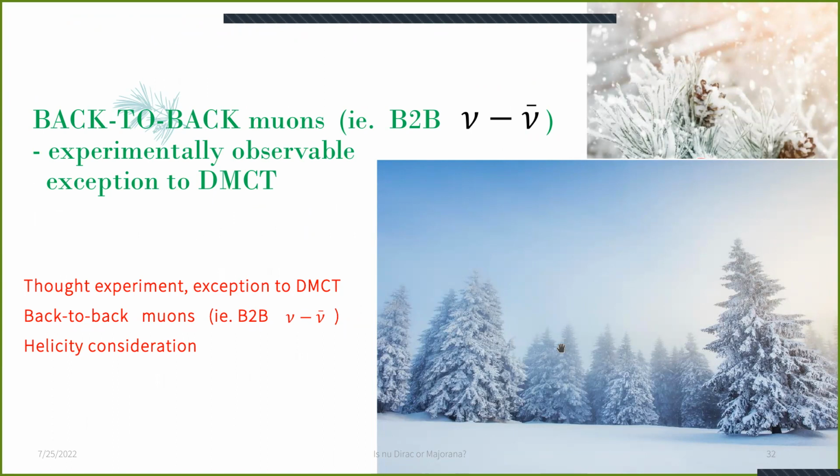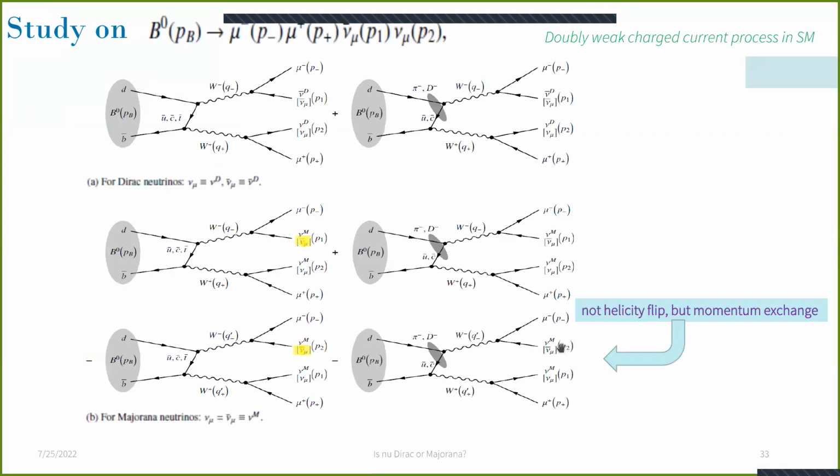Experiment observable except this exception to DMCT. As I mentioned here, like the back-to-back muons. That's actually back-to-back neutrinos too. Same. Okay, this is the diagram. Actually, there are two diagrams: this is the non-resonance and the resonance diagram for the mu case.